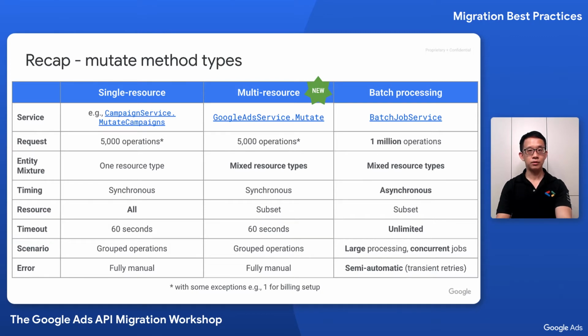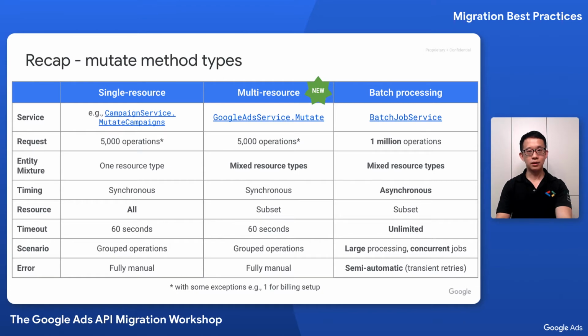However, not all the resource types are supported in the multi-resource mutate type. Finally, batch processing. This is also similar to the AdWords API, but the underlying mechanisms are different. The batch processing can be done via the batch job service, and it allows up to 1 million operations. It can also mix resource types like the multi-resource mutate type does.